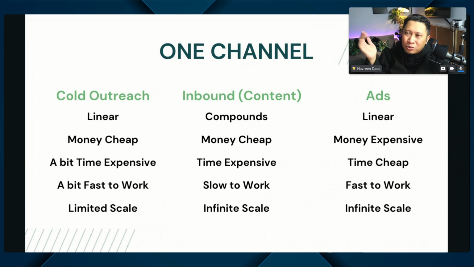You can automate this. There are so many automators, and Mulacan has a scheduler, so you can actually make full use of it. And last but not least, ads: linear, but a bit expensive on the money side of things. It's time cheap. You can get it fast and it works fast. And also, you can scale this if you have more money.